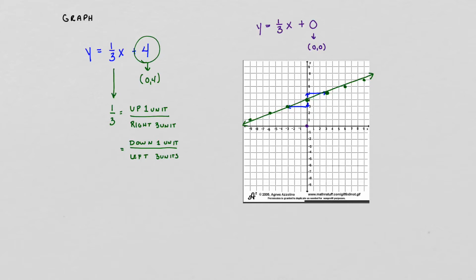And from here we can go through the same motions of going up 1 to the right 3 in order to populate more points for ourselves, or respectively go down 1 to the left 3 if we want to fill in some points on the left of that y-intercept. I like to include a fair amount of points just because it shortens the space between the points, so I'm more likely to draw a nice straight line.